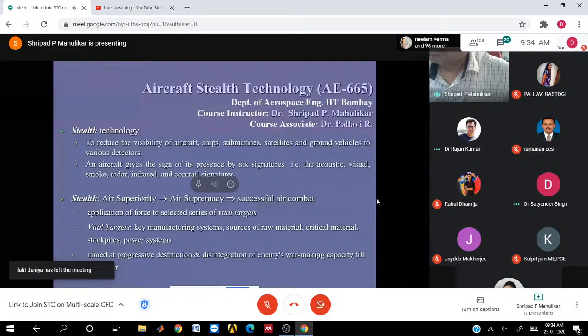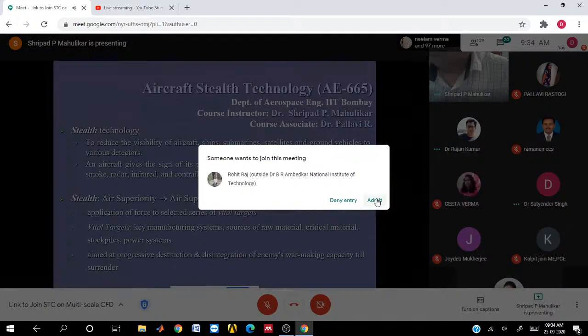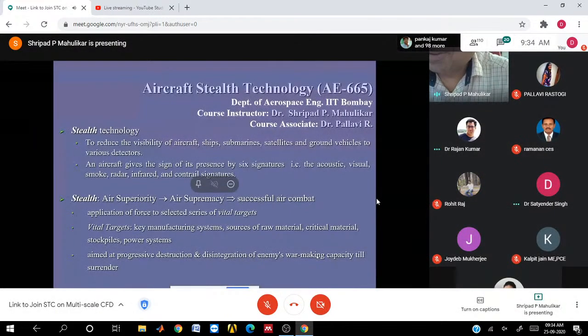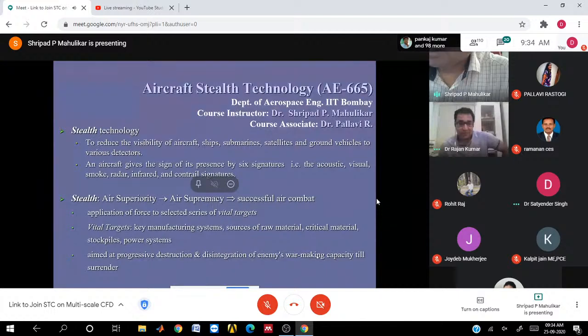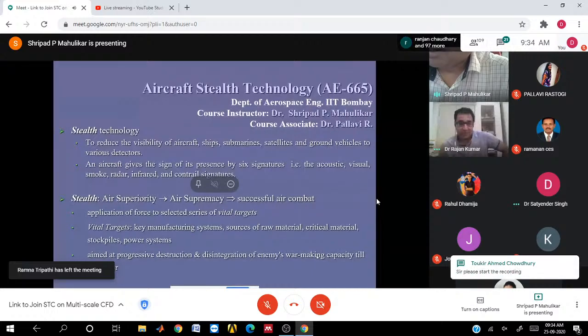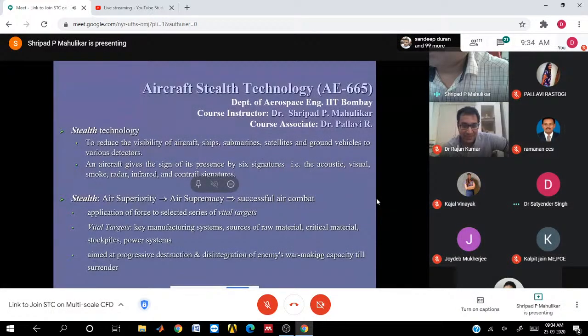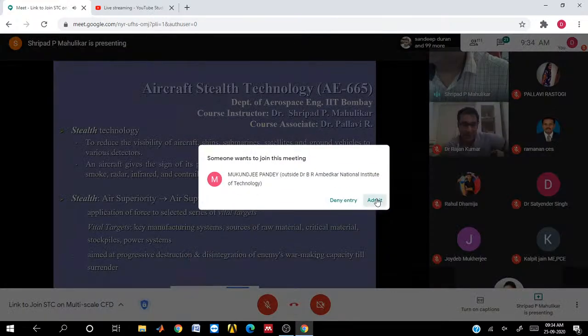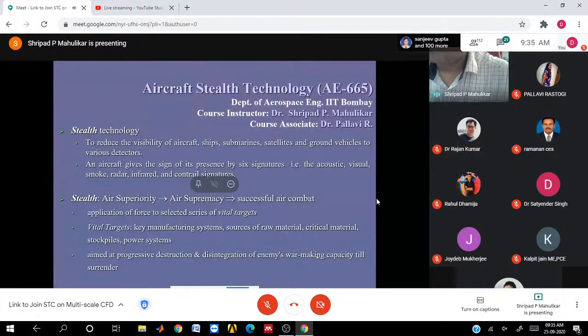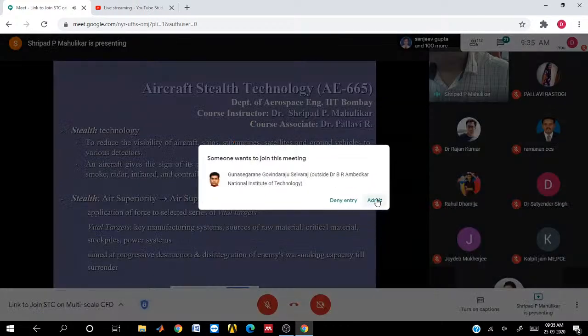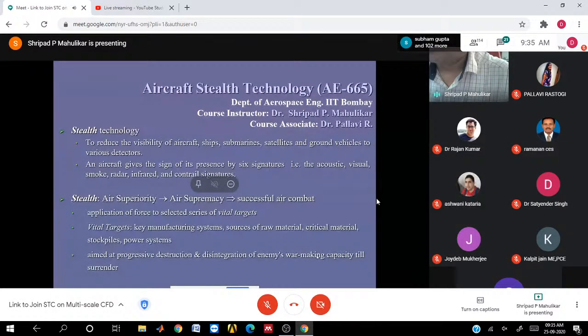Okay. So thank you, Dr. Rajan, for the introduction. In fact, I requested Dr. Rajan not to spend too much time on my introduction. Some of the information is easily available from the net. But I would like to introduce myself as working in the Department of Aerospace Engineering, still trying to study this research area on aircraft stealth technology, in which I try to work on passive infrared signatures, IR stealth.